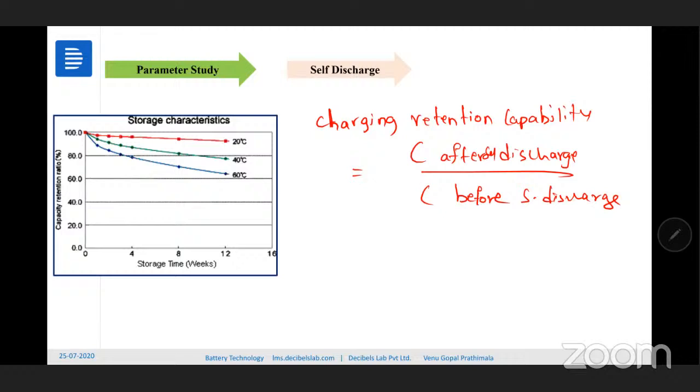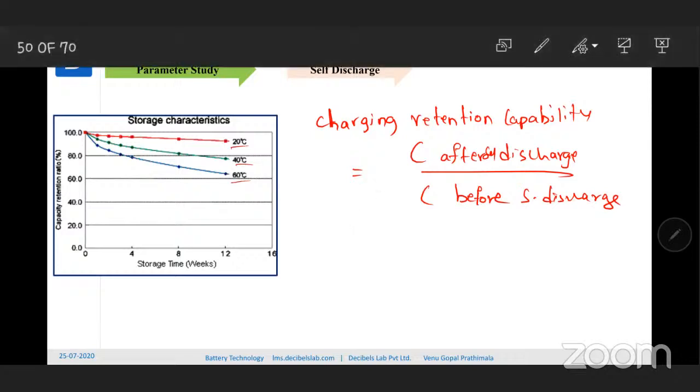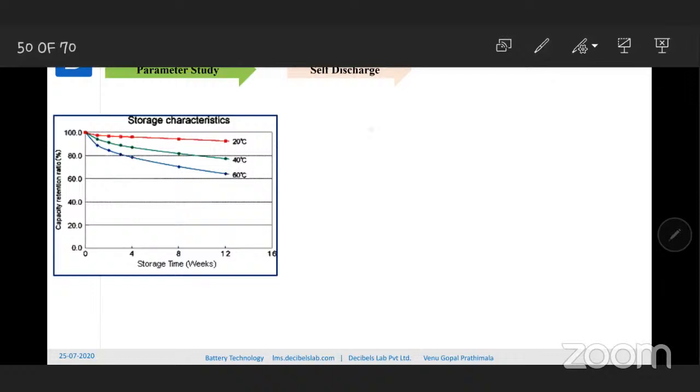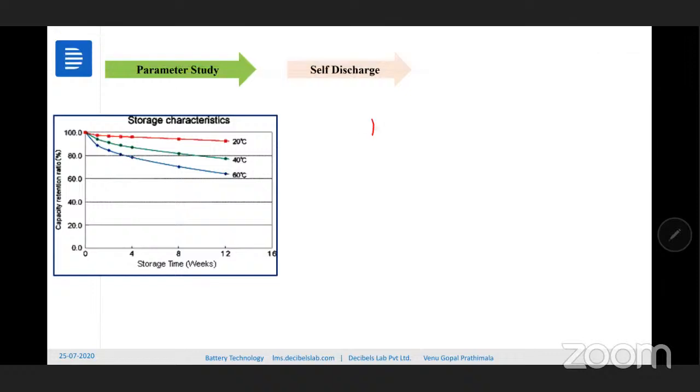If you look over here, the graph represents the self-discharge characteristics at 20 degrees Celsius, at 40 degrees Celsius, and at 60 degrees Celsius. Let's say the cell capacity we are assuming is a 16 amp hour cell, so 100% corresponds to 16 amp hour.